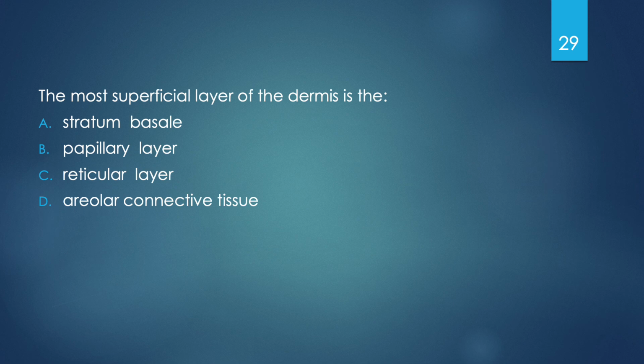Pop quiz question time. The most superficial layer of the dermis is the A. stratum basale, B. papillary layer, C. reticular layer, or D. areolar connective tissue? Well, we know that the dermis has two layers, the papillary and the reticular layer. The papillary layer is the most superficial and the reticular is more deep. So the answer is B. papillary layer.